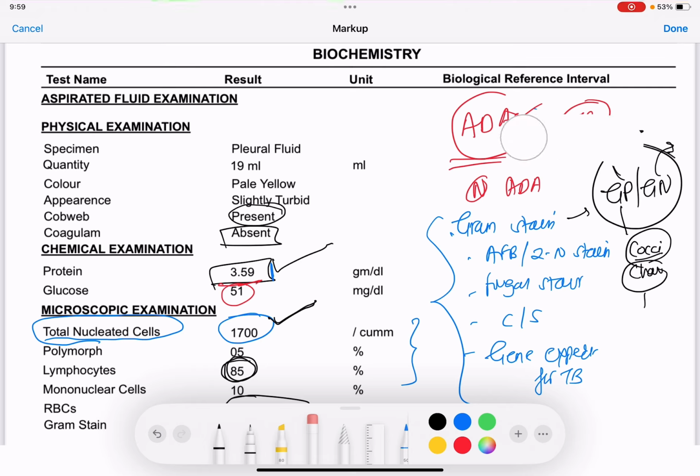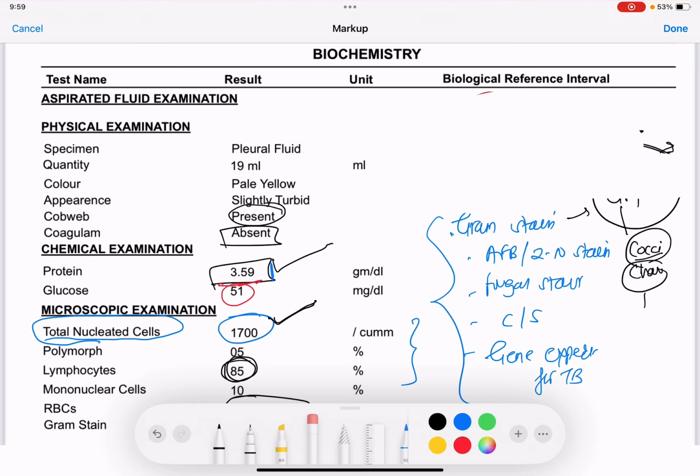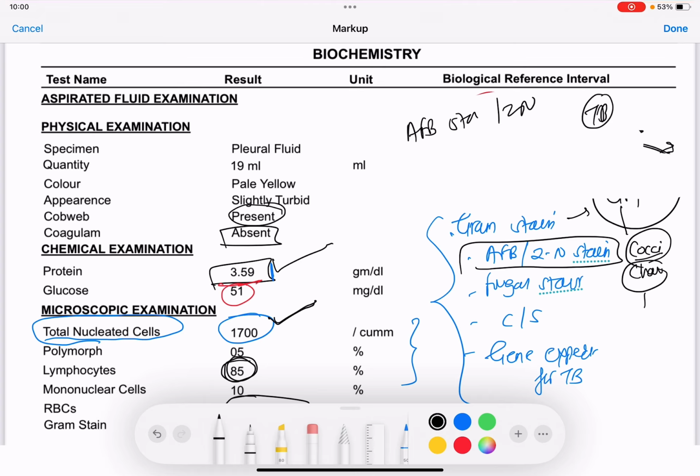The second thing is AFB, that is acid fast bacilli stain or ZN stain. It is for tuberculosis, where if it is positive, then most of the time it is Mycobacterium tuberculosis. Once AFB is confirmed on the pleural effusion by AFB or ZN stain, we can definitely start the patient on anti-tubercular drugs.